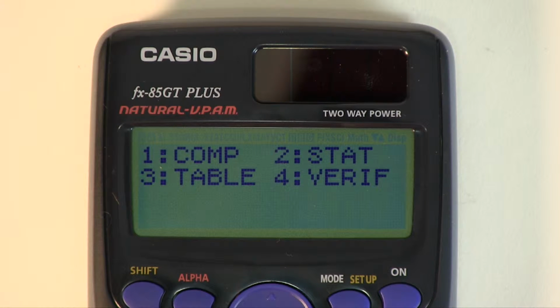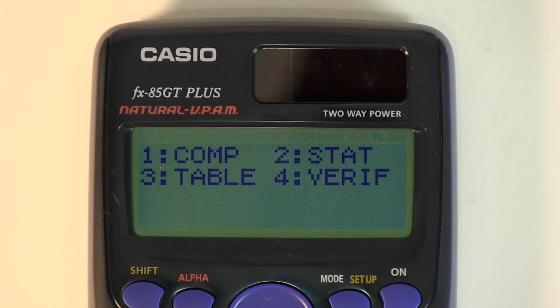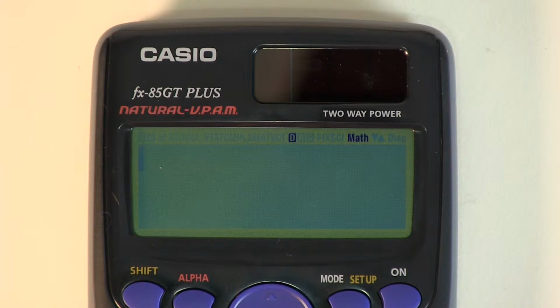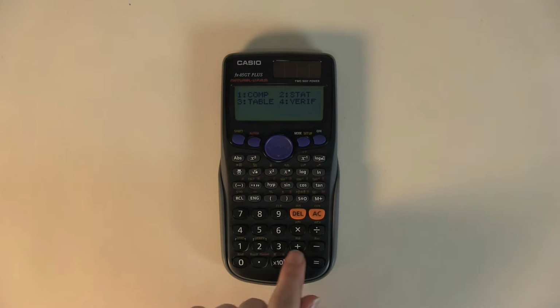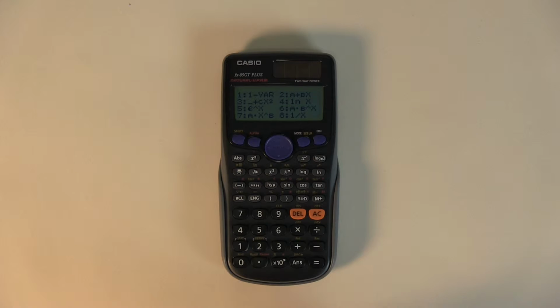Now don't worry about 3 and 4, the table and the verif. That's not something that you need to be using. The 2 important modes are the comp and the stats. One is the computation, so that's the mode that you want to use every time you want to do mathematical calculations. And 2 is the statistical mode, which is what you're going to use when you want to carry out statistical calculations, on which I have a separate video.